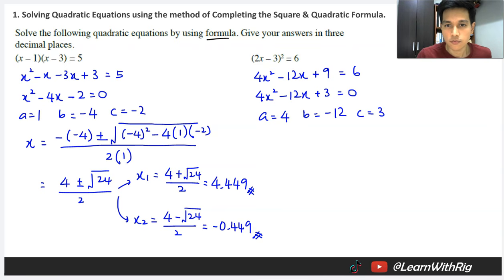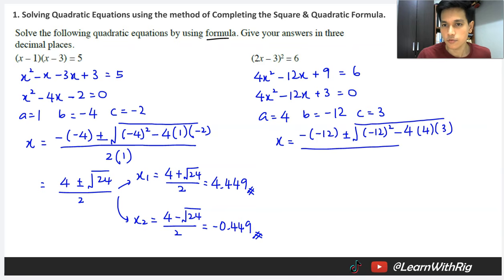Now you can use your formula. So x is equal to negative b. So negative, what is b? b is negative 12, plus minus square root of b squared. So b squared is negative 12 squared minus 4ac. a is also 4, c is 3. So you're going to square root this whole thing over 2a. What is a? a is 4. Okay, so you're going to expand this. You get 12 plus minus square root 96 over 8.